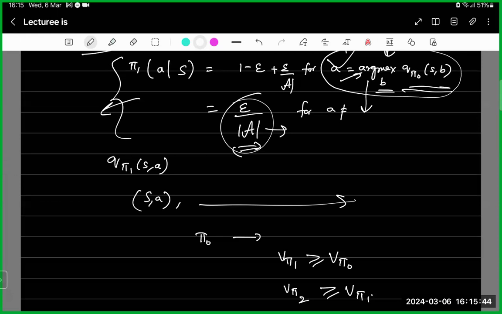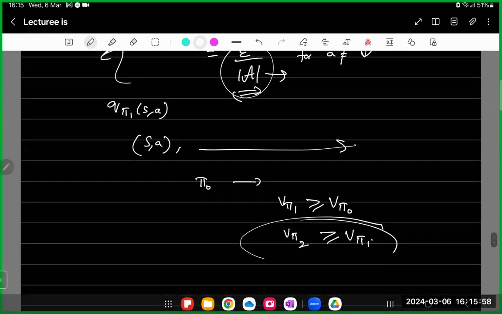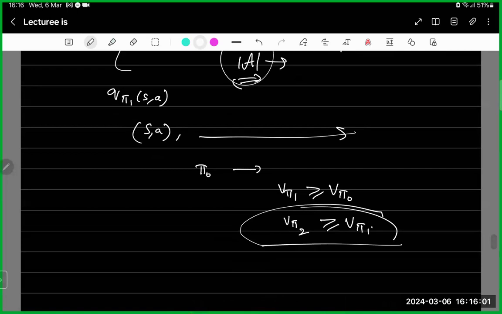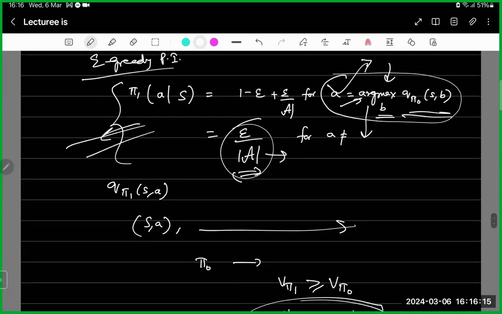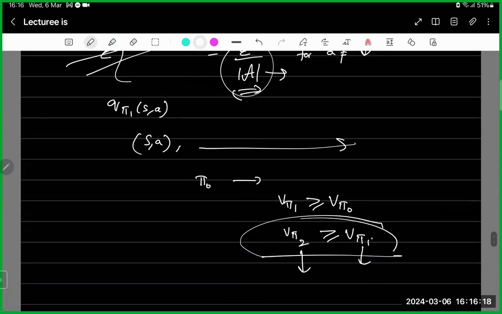Previously, we proved that for deterministic policies, since we are strictly improving, taking argmax over that, we will always have this guarantee. Now the question arises whether such a guarantee is possible in the epsilon greedy improvement as well. Pi 1 is a stochastic policy. You estimated q pi 1, and after that you find pi 2 using this epsilon greedy improvement. Whether v pi 2 is at least as good as v pi 1. So it turns out that this is also true.